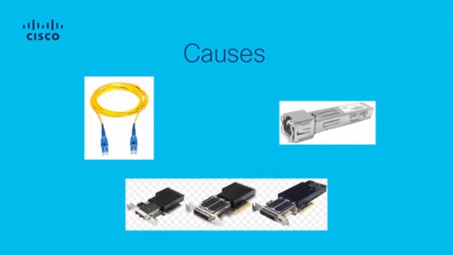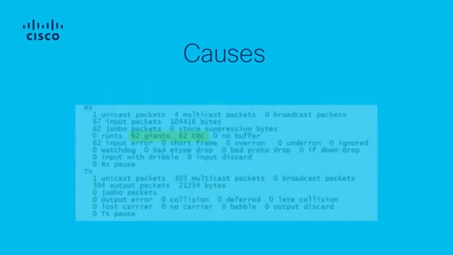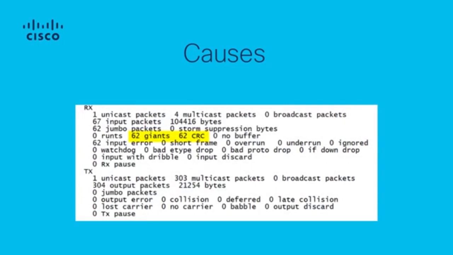These errors are most commonly the result of a bad or failing layer 1 component in the path, such as the copper or fiber, a transceiver, or even a host network interface card. However, they can also result from the receipt of giant frames where an MTU mismatch is present in the environment.